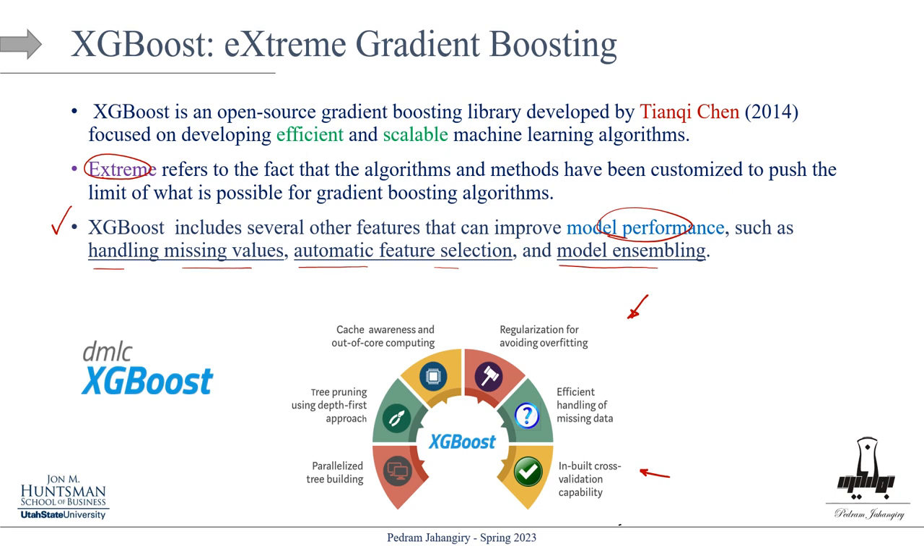So XGBoost avoids overfitting at each boosted tree. And the cross-validation is done automatically, right? So this is a big deal. Imagine we have thousands of these trees. At each tree, cross-validation is done automatically. The second one is the efficient way of handling missing data, right? So to reduce the data sparsity, remember the idea of the curse of dimensionality. When the dimension of the data is large, we know that we get data sparsity, right?